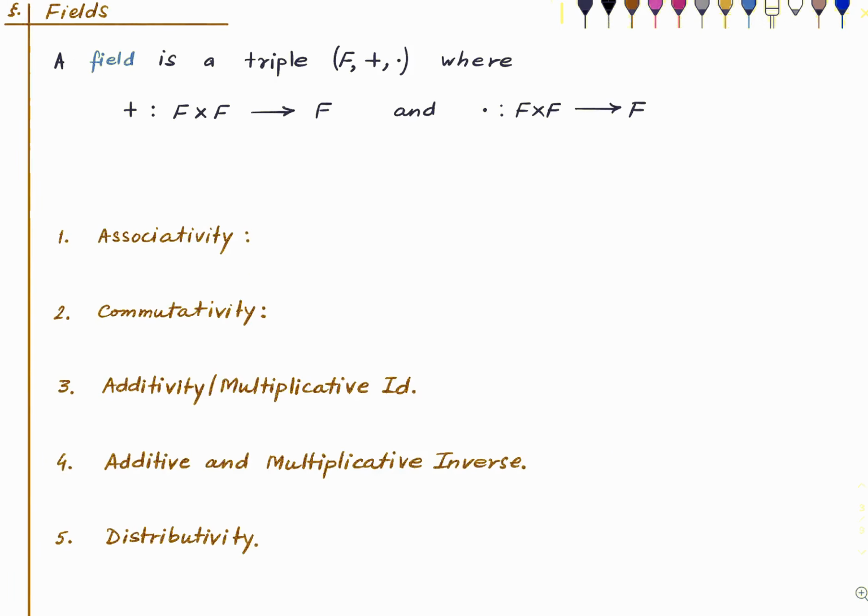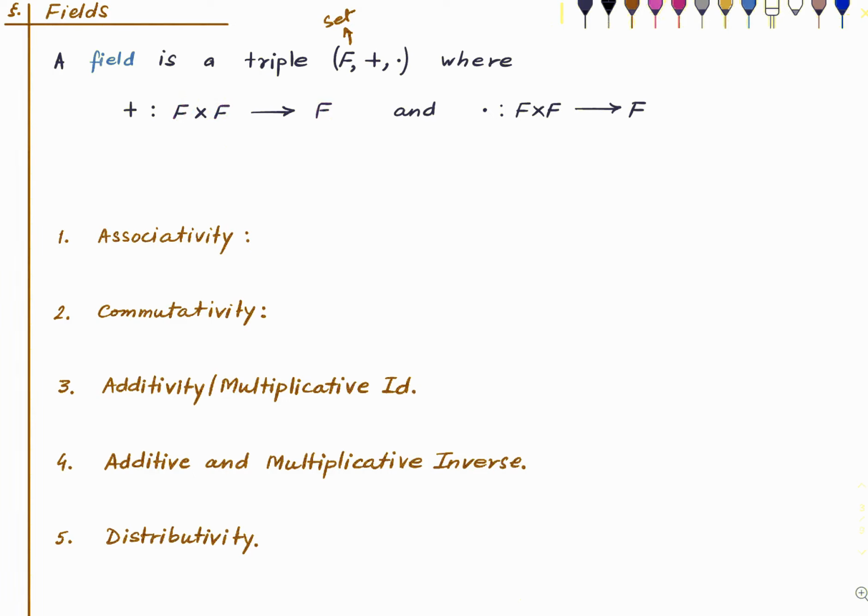So what is a field? A field is first of all a triple, where this is just a set, some non-empty set, and this is a function from F cross F to F. Just like in rationals, what does addition do? It consumes two rationals and produces a rational. We are abstracting that out.